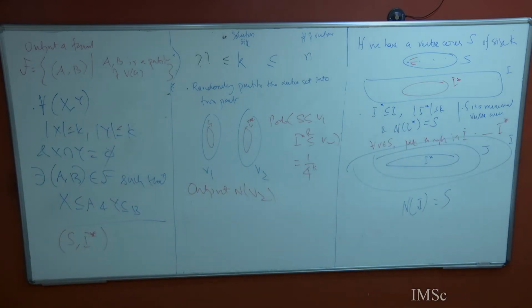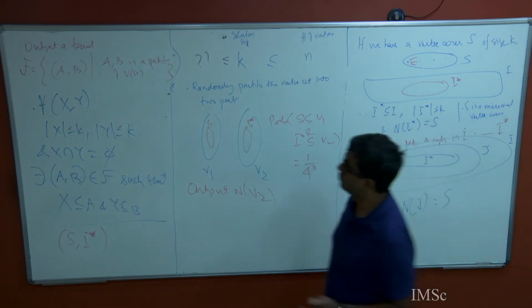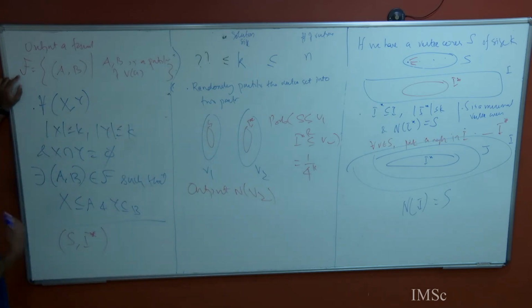So if we have such a family which is small, and we can enumerate it nicely, then we are done with an algorithm. It is deterministic because I do not know what S is or what I star is, but all I know about them is that they have small size and they are disjoint. And what is the property of this family F? You give me any two disjoint sets x and y of size k, then there exists A comma B such that x is completely contained inside A and y is completely contained inside B. Okay.